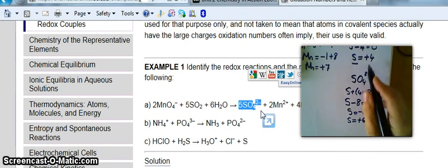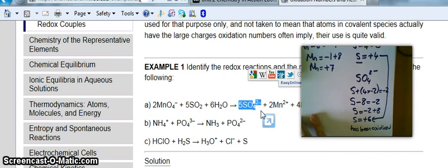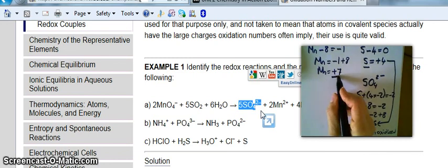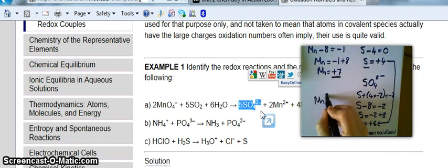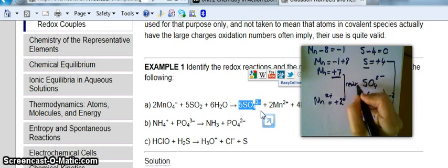So we can see that sulfur has changed from +4 in the reactants to +6. It's gone up the ladder, so therefore the sulfur has been oxidized. Where there's oxidation, there's got to be a reduction, and manganese has gone from +7 to Mn2+, which is now +2. And therefore it's gone down the ladder, it's been reduced.